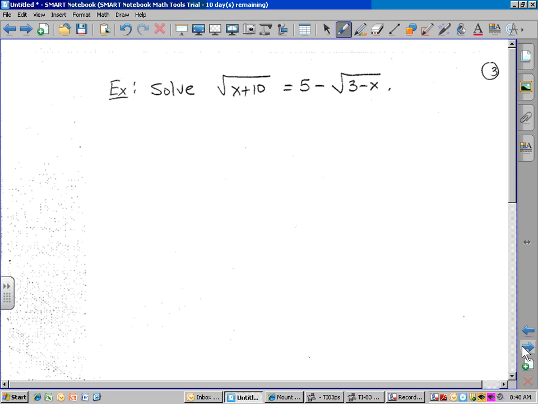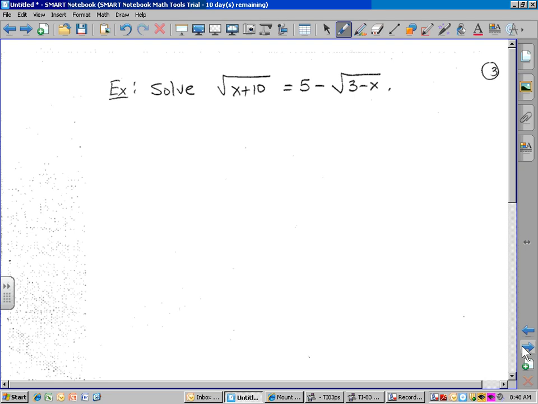Solve the square root of x plus 10 equal to 5 minus the square root of 3 minus x. We have more than one radical, so isolating the radical is going to be somewhat difficult here, because there's not just one to isolate. There are 2 different types of radicals. If they were the same type of radical, we could move them over and combine them, but they're different. Radical x plus 10 is different from radical 3 minus x.